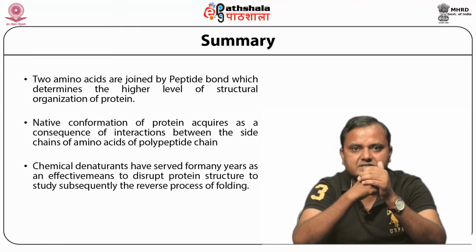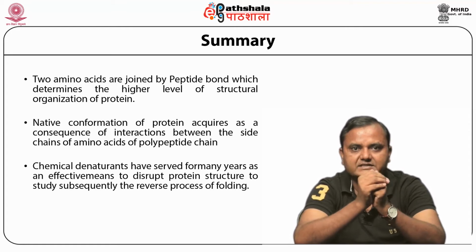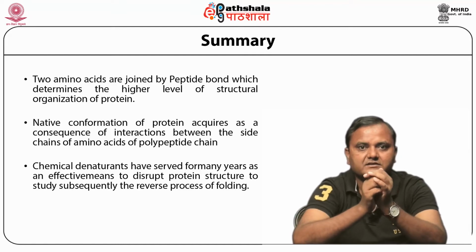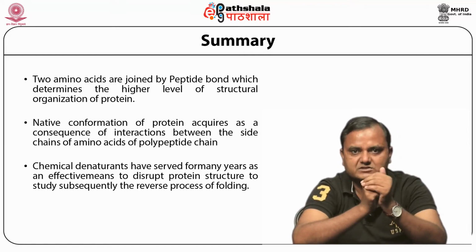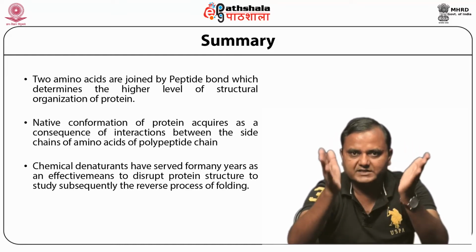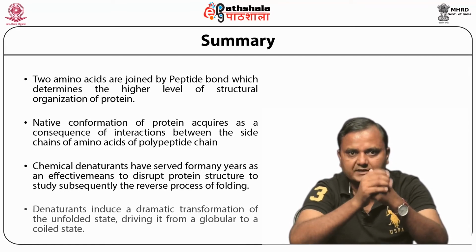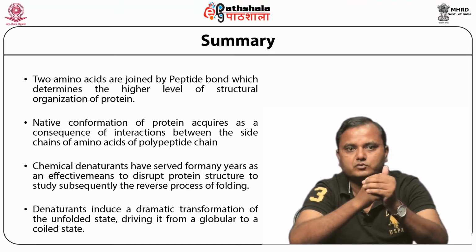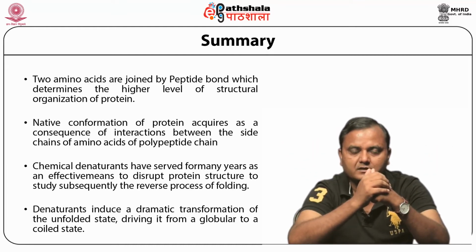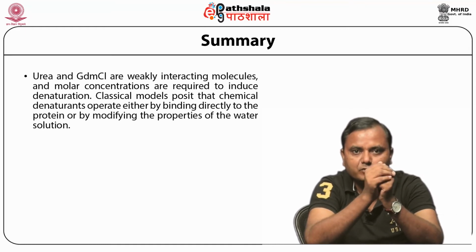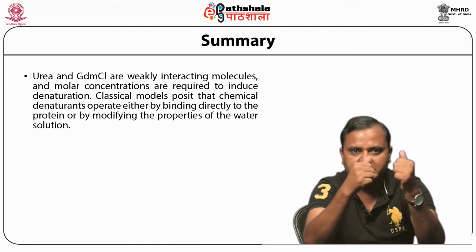And the chemical denaturants have served for many years as an effective means to disturb the protein structure and to study the reversible process of unfolding, and thus to estimate the stability of the protein, or estimate the Gibbs free energy of the protein. The denaturants induce a dramatic transformation of the unfolded state, driving it from a globular to a coiled state of the protein. Urea and GdmCl are weakly interacting molecules and molar concentrations are required to induce denaturation.